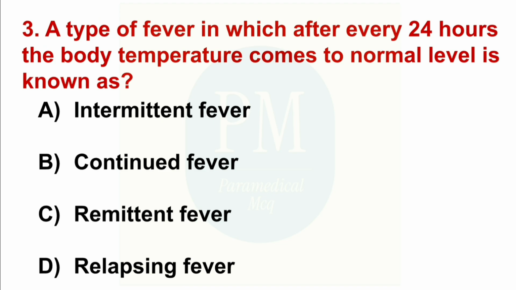A type of fever in which after every 24 hours the body temperature comes to normal level is known as option A: intermittent fever, option B: continued fever, option C: remittent fever, option D: relapsing fever. The correct option is option A: intermittent fever.